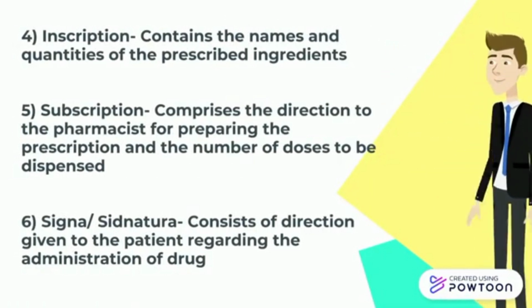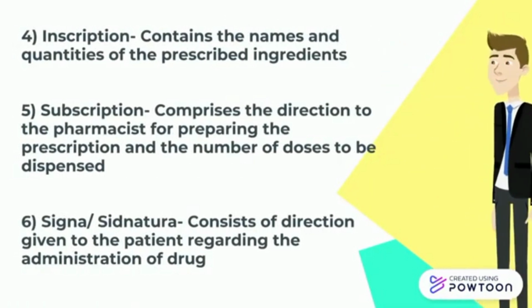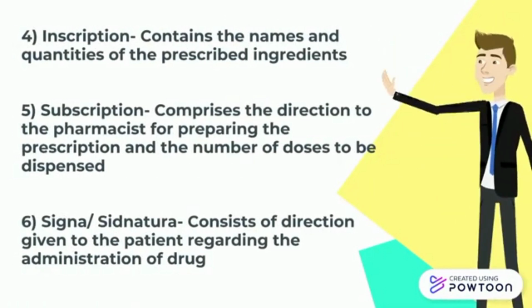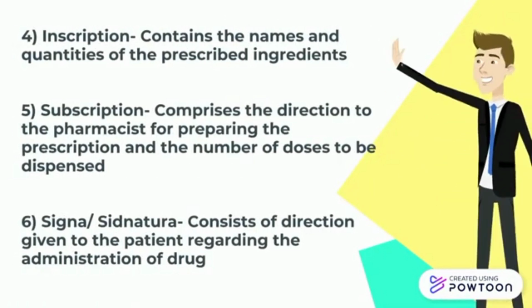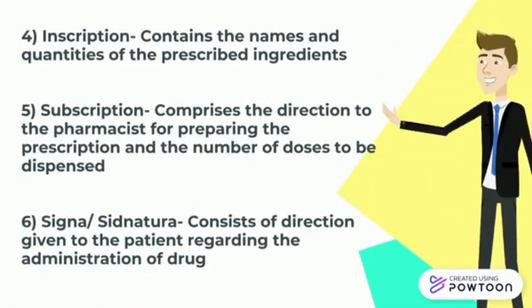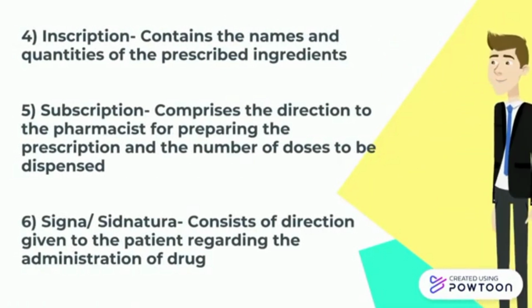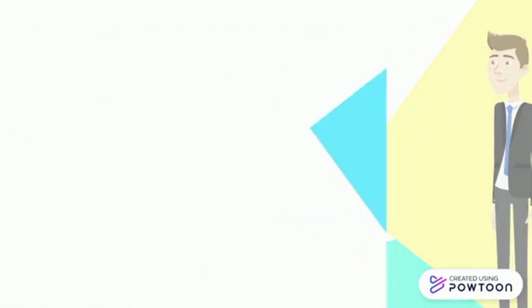Fifth, subscription. It comprises the direction to the pharmacist for preparing the prescription and the number of doses to be dispensed. Sixth, signa or signature. It consists of the direction given to the patient regarding the administration of the drug. It is usually written as sig on the prescription. The instructions given in the prescription are required to be transferred to the container in which the medicine is to be dispensed. The instruction may include the quantity to be taken or the amount to be used, the frequency and timing of administration or application, the route of administration, and any special instructions such as dilution direction.